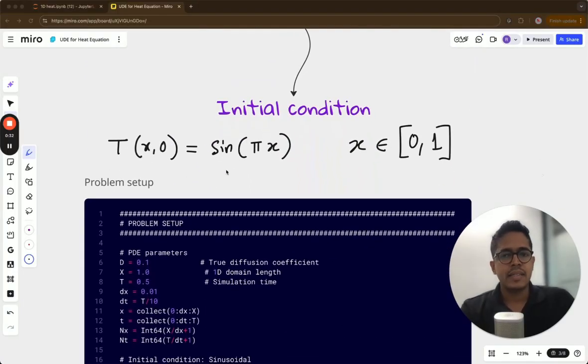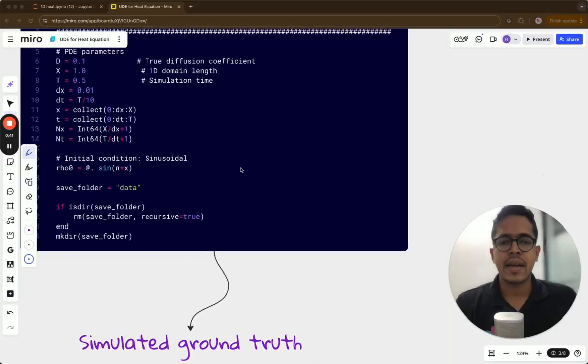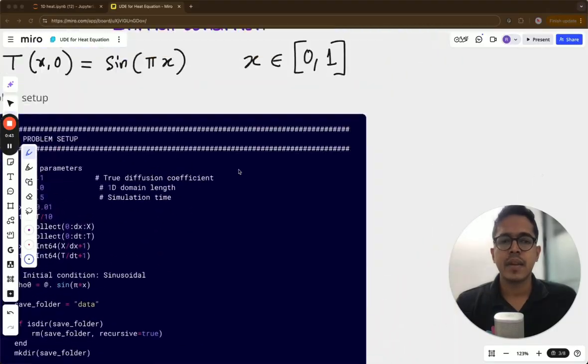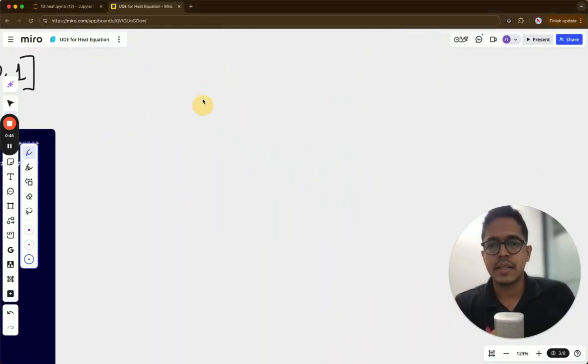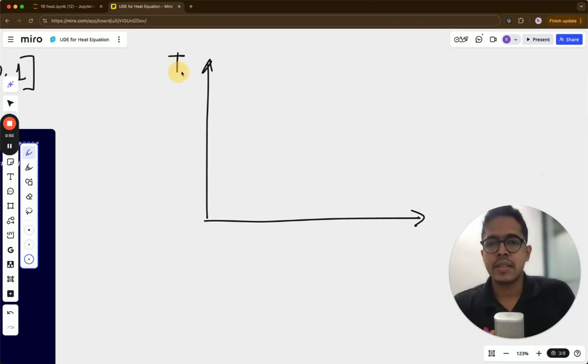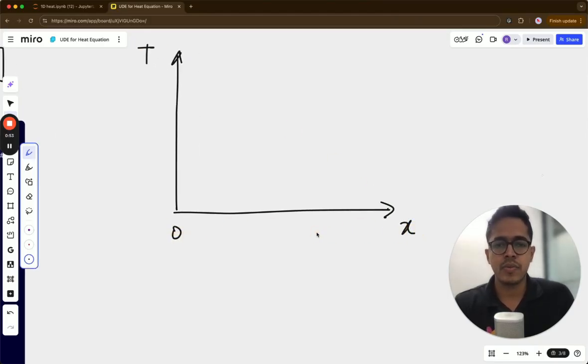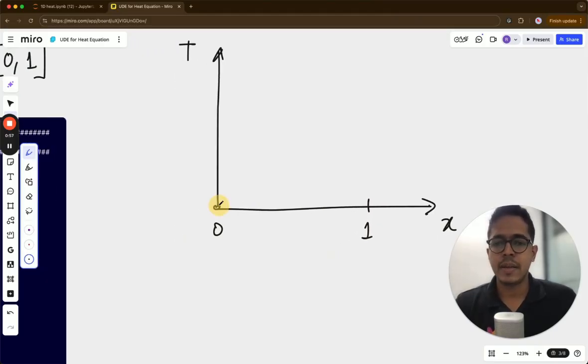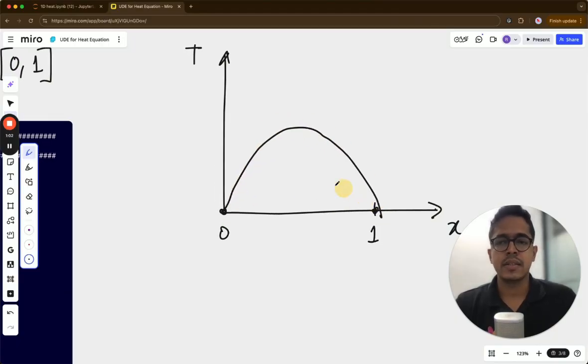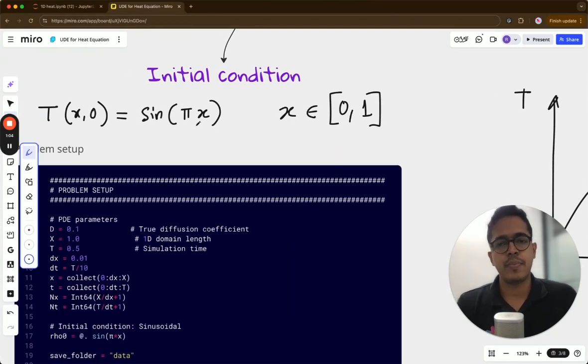Then defining the initial condition. The initial condition that I'm going to be using in our equation is T of x comma 0 equal to sine of pi x. I have a graph here for the initial condition. I don't see it, but I can draw it. So the initial condition would look something like this: this is temperature, this is x from 0 to 1. So 0 to 1 is the normalized length of the rod. Here the temperature will be minimum, here it will be minimum, and it will be something like this. So T of x comma 0 equal to sine of pi x, right?